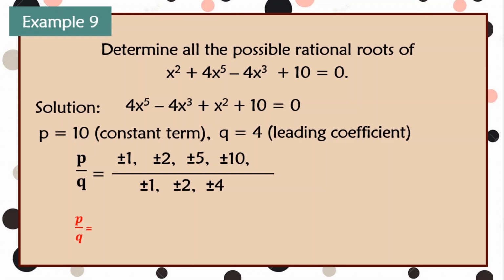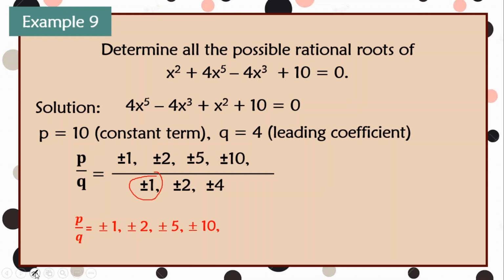So let's start with the denominator, positive and negative 1. So, let's evaluate all the factors in the numerator. Positive and negative 1 over positive and negative 1 is positive and negative 1. Positive and negative 2 over positive and negative 1, that is positive and negative 2. Positive and negative 5 over positive and negative 1, that is positive and negative 5. Positive and negative 10 over positive and negative 1 is equal to positive and negative 10.